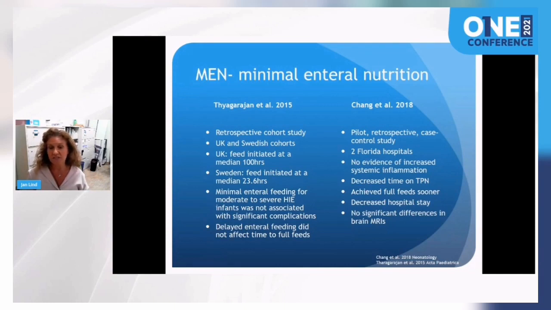A more recent study by Chang in 2018 reported no evidence of increased systemic inflammation when they looked at interleukin inflammatory markers. There was a decreased time on TPN. Babies achieved full feeds sooner and were discharged home earlier, with no significant differences in MRIs.